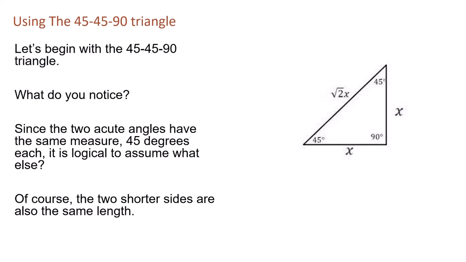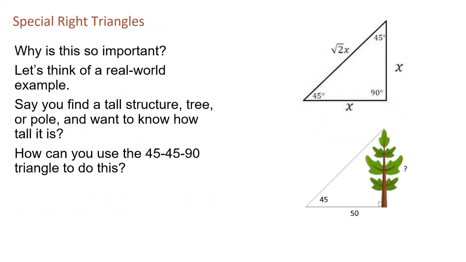What do you notice? Since the two acute angles have the same measure, 45 degrees each, it is logical to assume what else? Of course, the two shorter sides are also the same length. Why is this so important? Let's think of a real-world example.